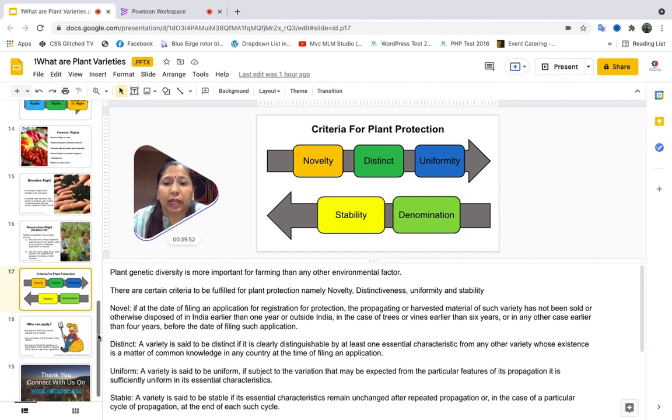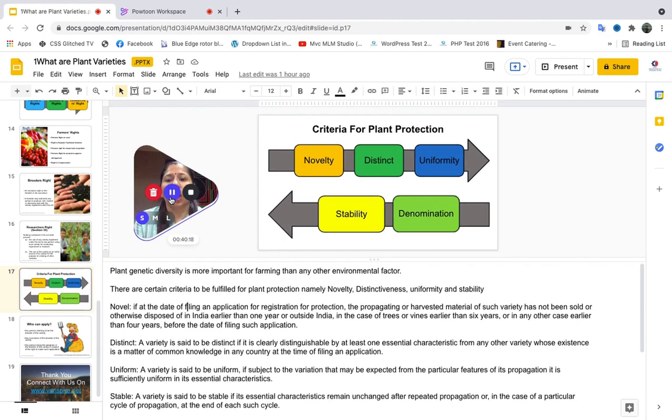So there are certain criteria which are to be fulfilled for plant protection, which are novelty, distinctiveness, uniformity, and stability. Now, what is novel? If at the date of filing an application for registration of protection, the propagating material of such variety has not been sold or disposed of earlier in India, there are certain criteria to be fulfilled for plant protection.